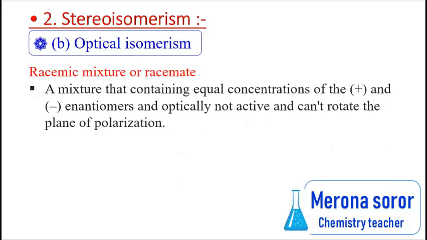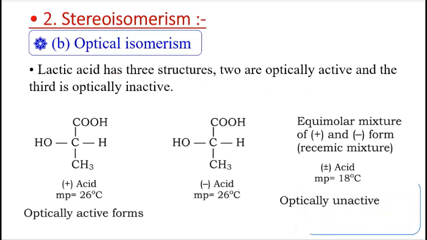Racemic mixture or racemate: a mixture containing equal concentrations of positive and negative enantiomer is optically inactive and can't rotate the plane of polarization. Lactic acid has three structures. Two are optically active and the third is optically inactive.